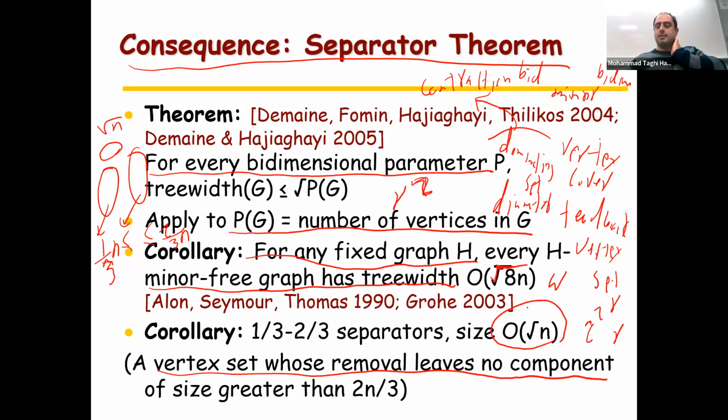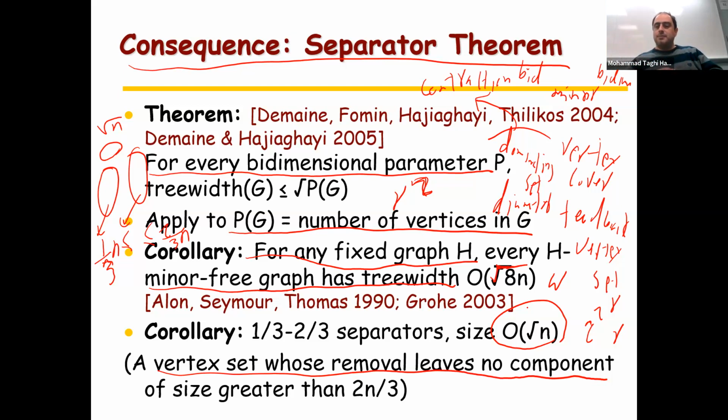Now, what is the interesting thing? This is the interesting part. So why does bidimensionality help? Some of this we actually knew before, for example, that the treewidth, or the size of the separator, for H-minor-free graphs is even the square root of n. But what bidimensionality helps with is that it relates the treewidth, and thus the size of the separator, with the square root of the size of the parameter.